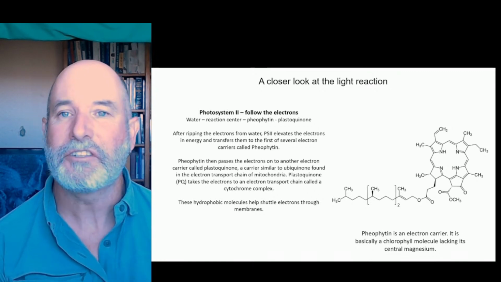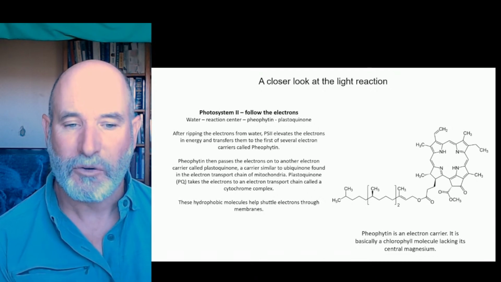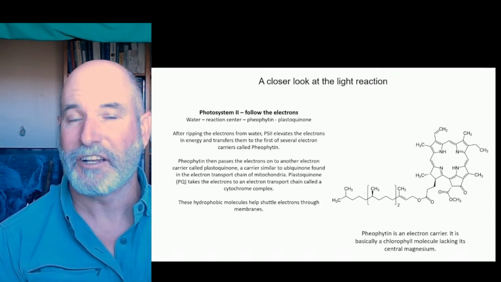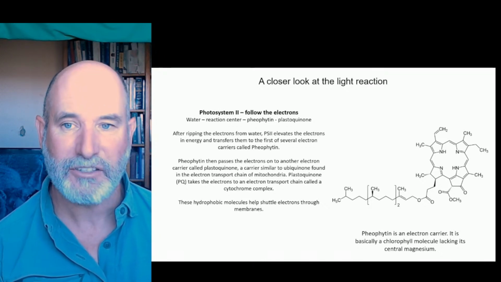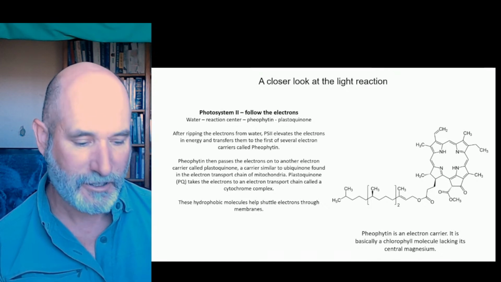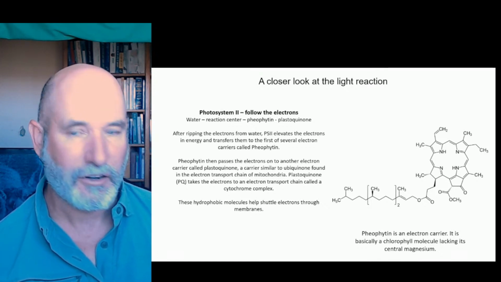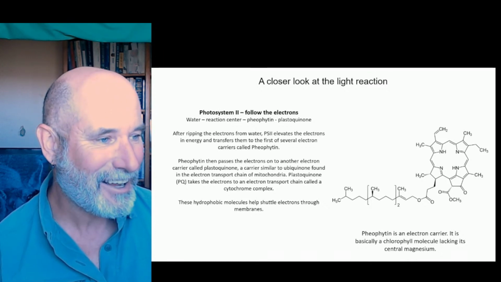Okay, so let's get back to this. What we're going to do is follow these electrons. We're going to see how this light reaction ends up reducing NADP to NADPH, the source of electrons for the Calvin cycle, and makes ATP, which of course is the energy needed for the endergonic reaction.